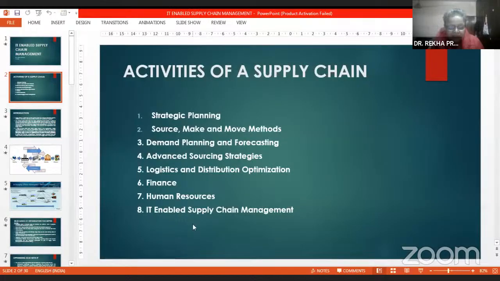Planning and forecasting, advanced sourcing strategies, logistics and distribution optimization. Finance will be done next Saturday. Human resource we have already done, and today we'll be doing IT enabled supply chain management.